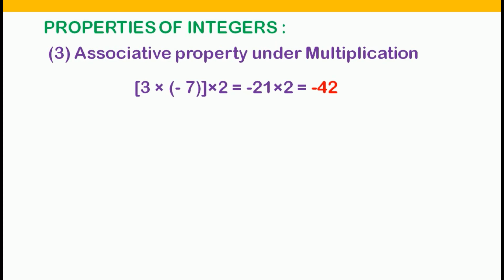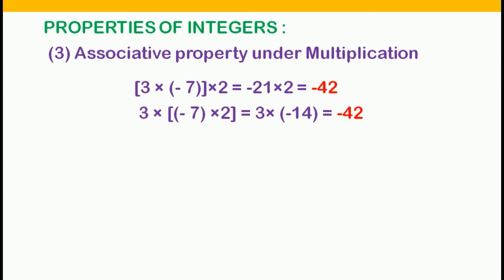So here take an example. Three integers are 3, minus 7, 2. The product of these three integers gives us the result minus 42. Now change the order of the product. That means 3 into (minus 7 into 2). So here first we have to multiply minus 7 and 2. Minus 7 into 2 is equal to minus 14.